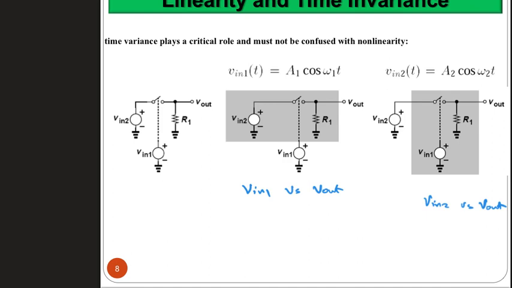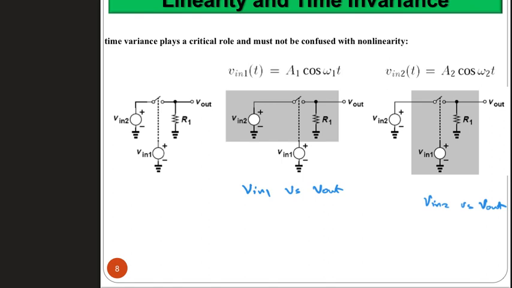Try to imagine the behavior, and to simplify things, simply assume that VN1 and VN2 are cosine functions. Okay? That's a simple example. Try to figure out the linearity and the time invariance using sinusoid functions only. They have two different frequencies, omega 2, omega 1, with two different amplitudes. In this case, as a relation between VN1 and Vout, is it going to be linear or not? Is it going to be time varying or not? Similarly, as a relation between VN2 and Vout, is it linear or not? Is it time varying or not?